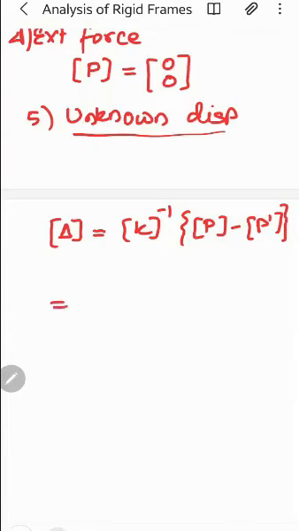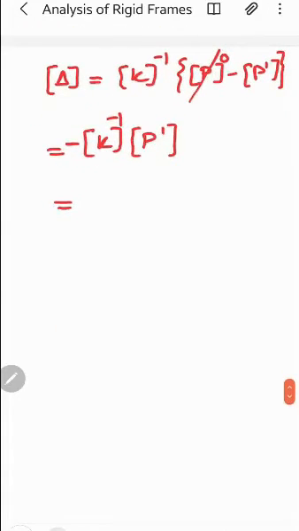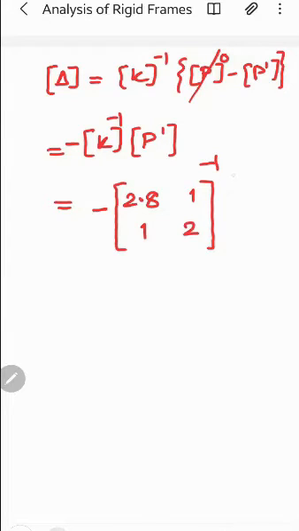Now you have the matrix P as 0. So therefore delta will be equal to minus of K inverse into P dash. So it is minus, and K inverse, what is K? K is 2.8, 1, 1, 2, the inverse of this matrix with minus sign, and into P dash, 4 and 20. This is 4 and this is 20.